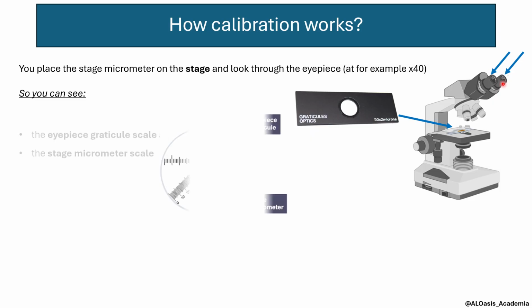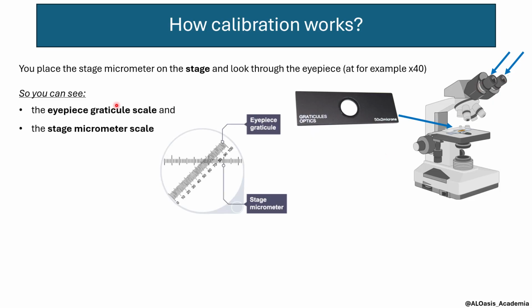So what can we see? First of all, you will see the eyepiece graticle, which is carved on the glass of the eyepieces, and also the stage micrometer, because the scale is carved on the glass of the micrometer placed on the stage. Under the microscope, you will see this view: one scale, which is the stage micrometer, and another scale, which is the eyepiece graticle.